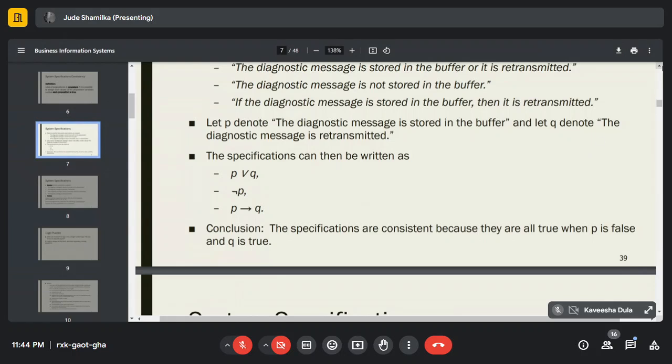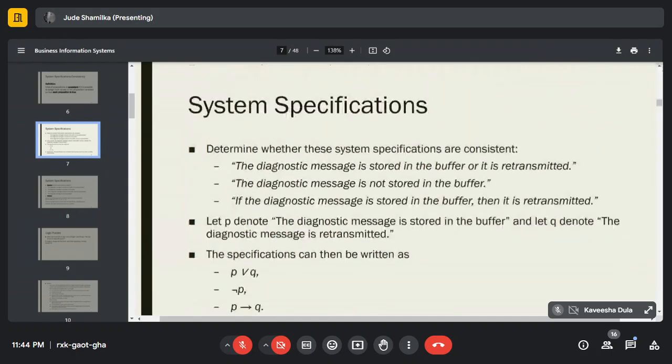The diagnostic message is stored in the buffer or it is retransmitted. The diagnostic message is not stored in the buffer. If the diagnostic message is stored in the buffer, then it is retransmitted.